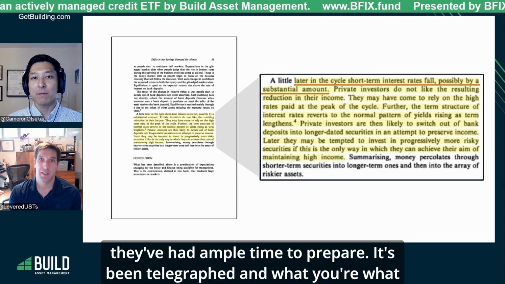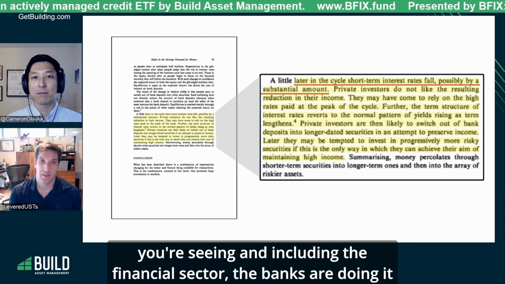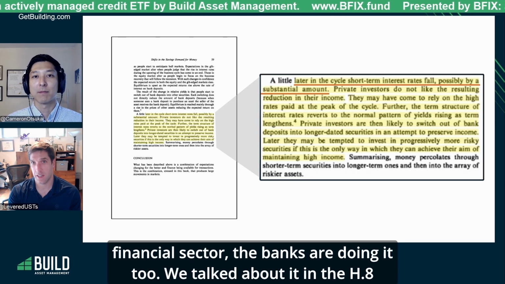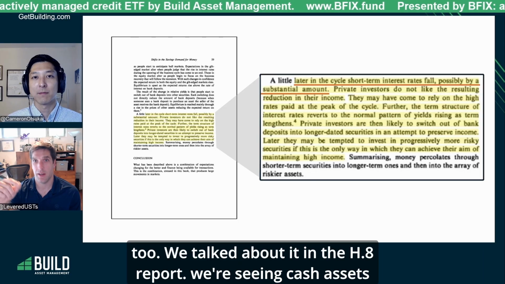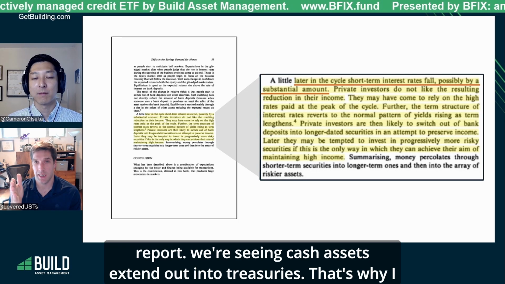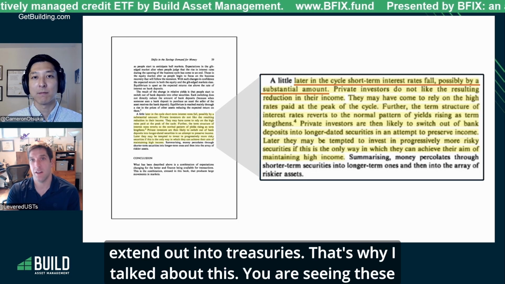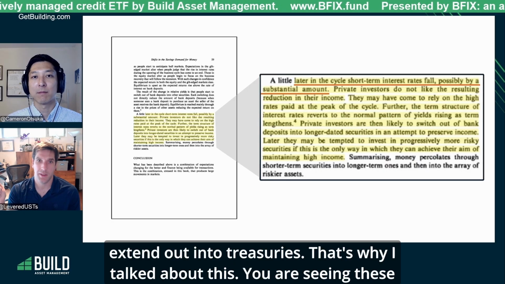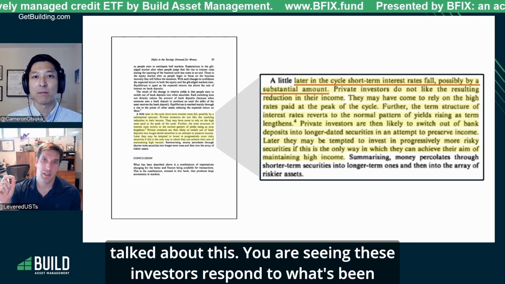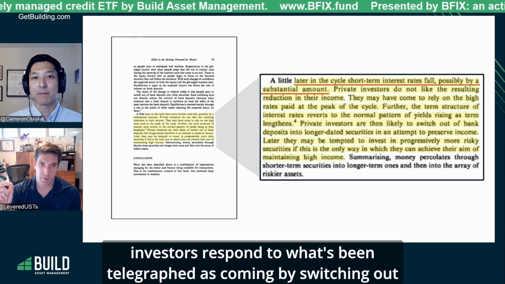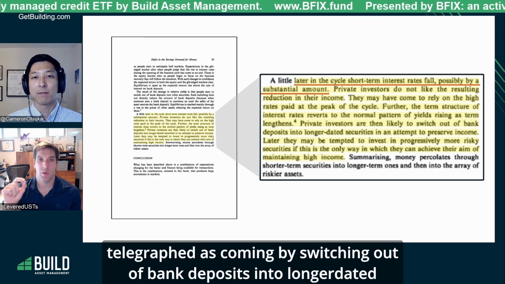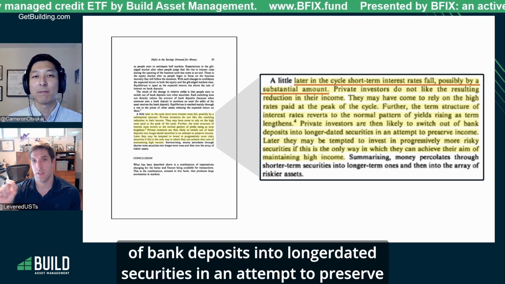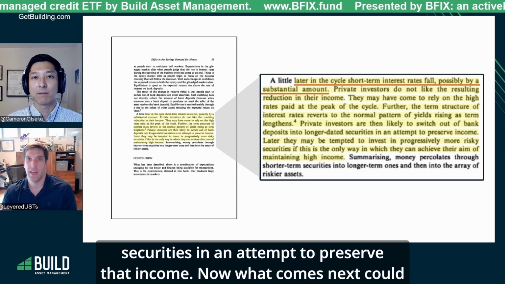It's been telegraphed. And what you're seeing, including the financial sector, the banks are doing it too. We talked about it in the H.8 report, where we're seeing cash assets extend out into treasuries. That's why I talked about this. You are seeing these investors respond to what's been telegraphed as coming by switching out of bank deposits into longer dated securities in an attempt to preserve that income.